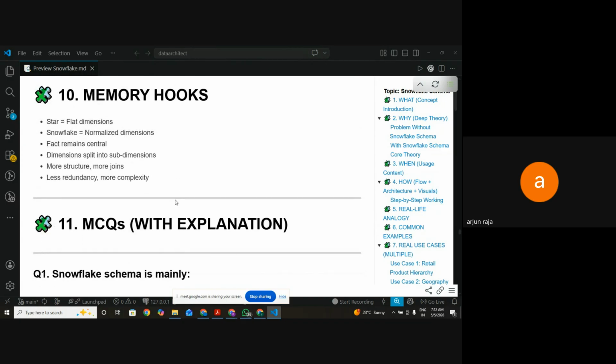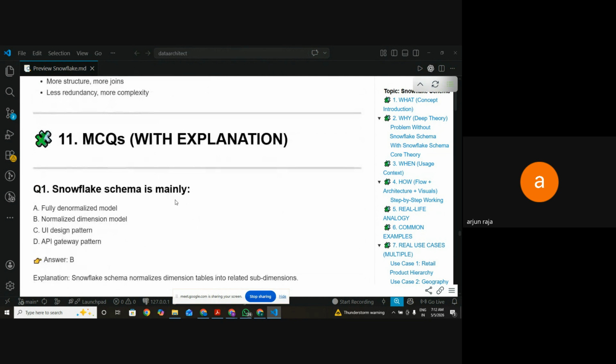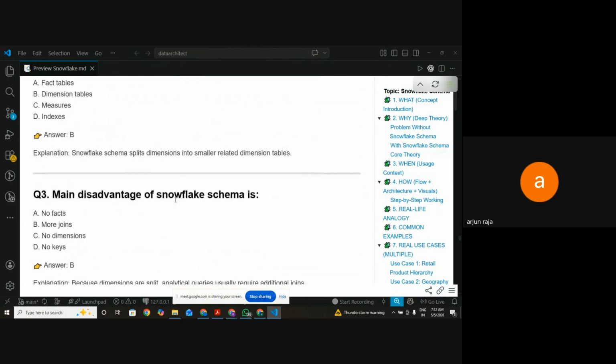Memory hook: star is equal to flat dimension, snowflake is equal to normalized dimension. Fact remains central; dimension splits into subdimensions. Those are the important memory hooks. More structure, more joins. Less redundancy, more complexity. Everything has a trade-off.